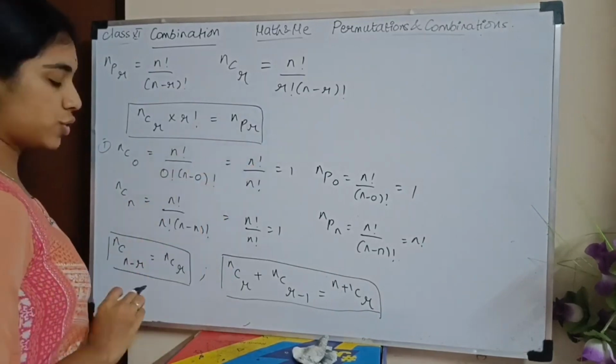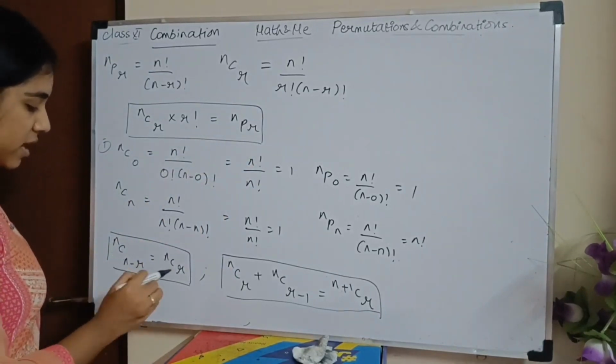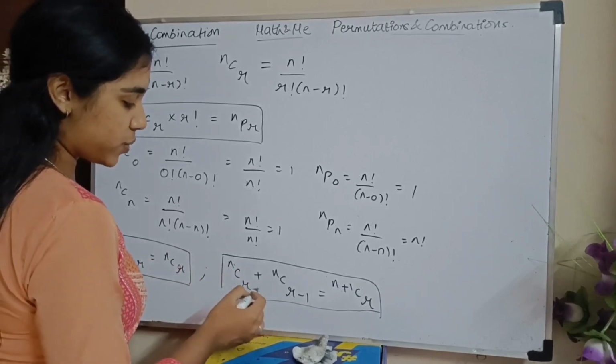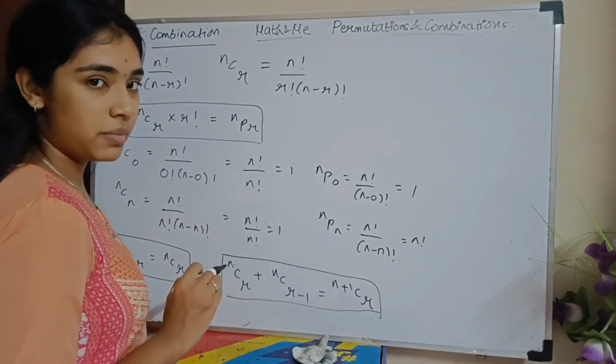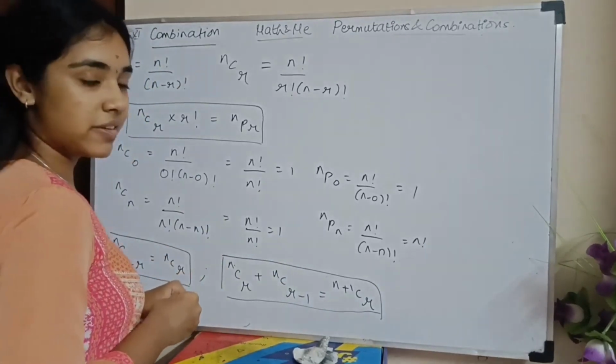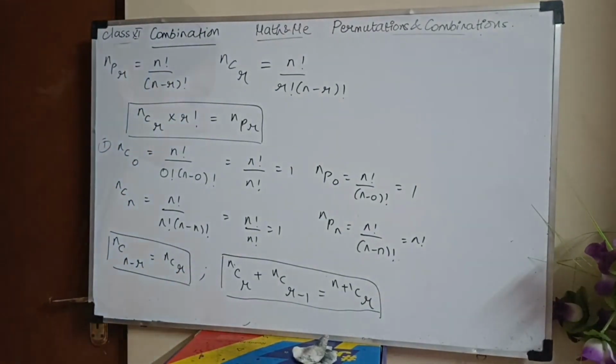This can even come as a question. So this nC n minus r is nCr. If n minus r comes, they are equal. With nCr and nC r minus 1, if r minus 1 comes below, then on top it will become n plus 1. Okay, so remember all these relations. These are your theorems 5 and 6. Okay, example 17.